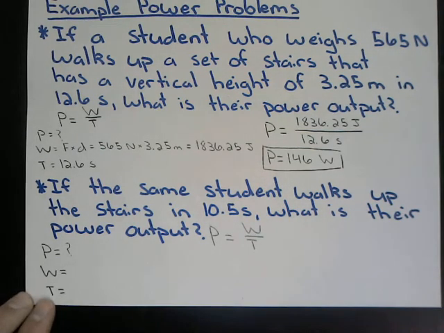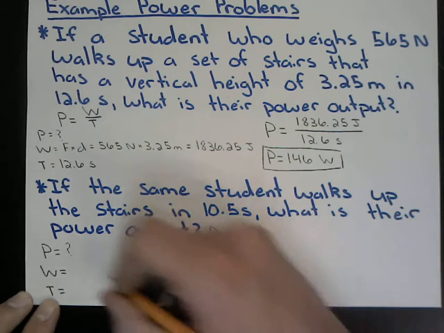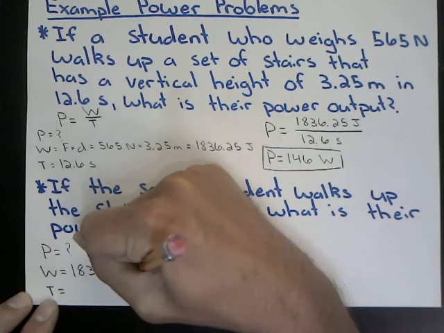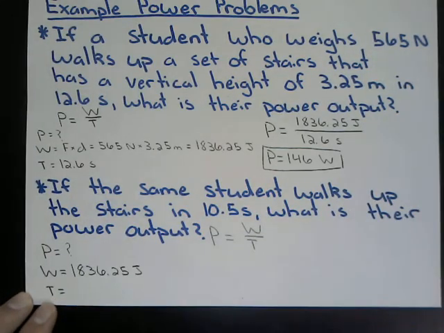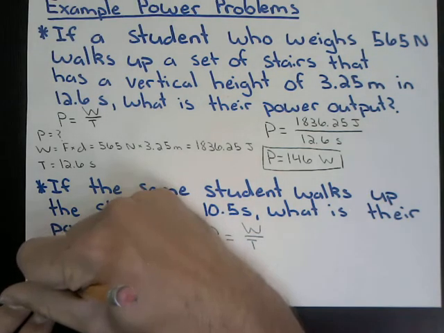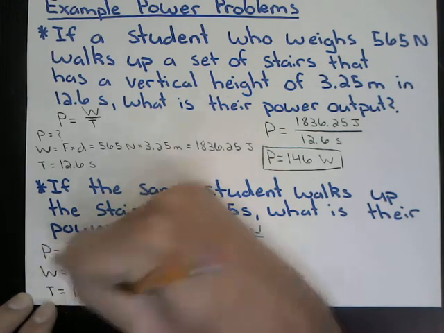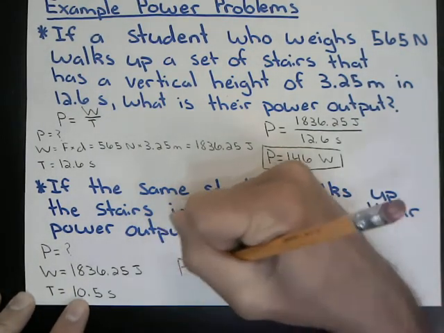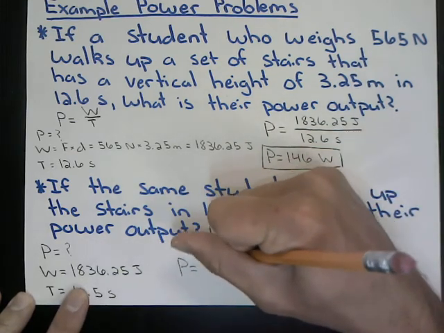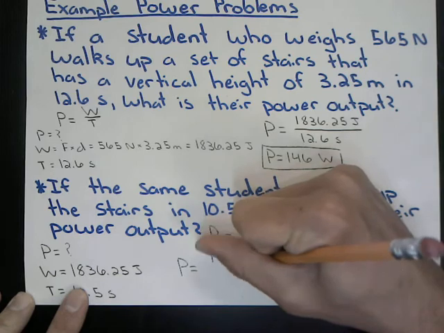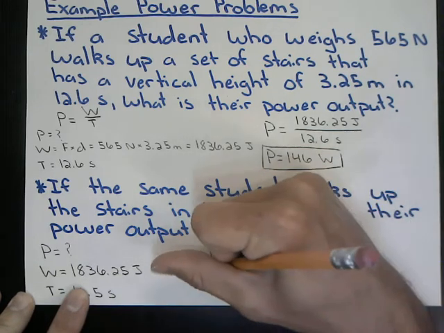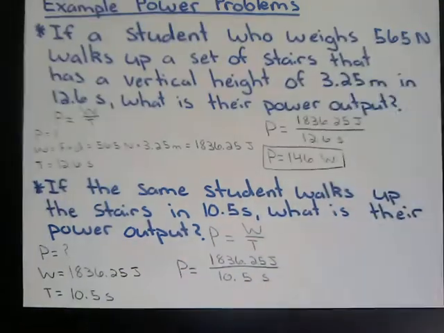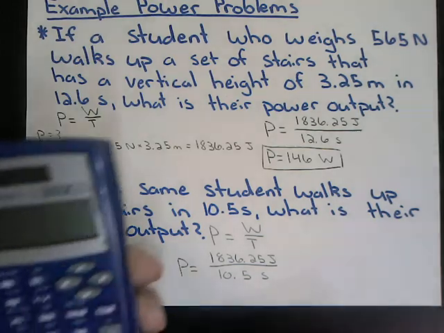So we can use 1,836.25 joules. So 1,836.25 joules is our work. And this time our time is going to be 10.5 seconds. So we just plug these values into our equation here. So P equals 1,836.25 joules, all divided by 10.5 seconds.